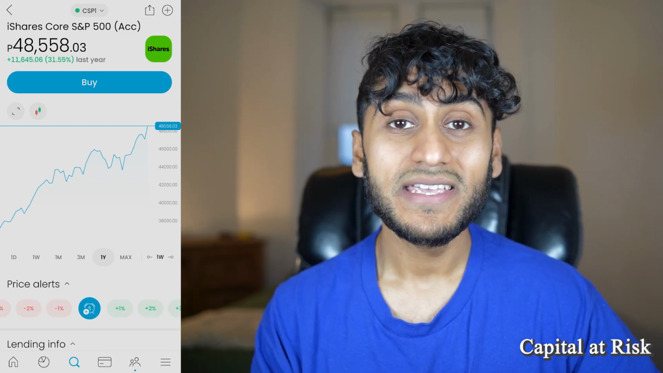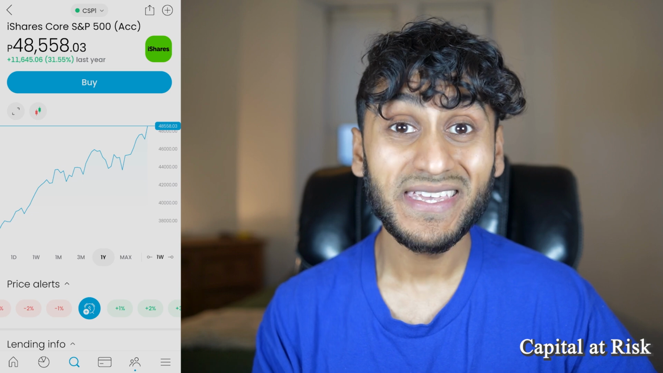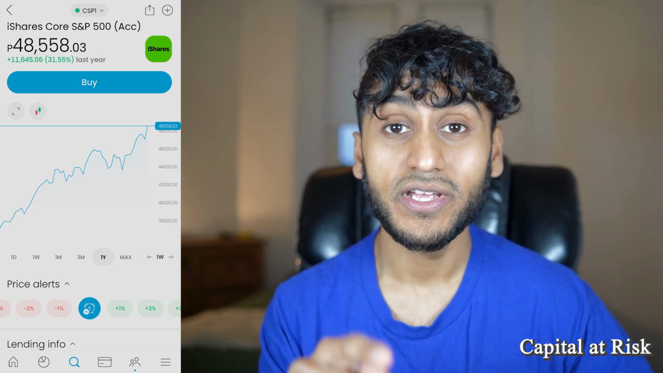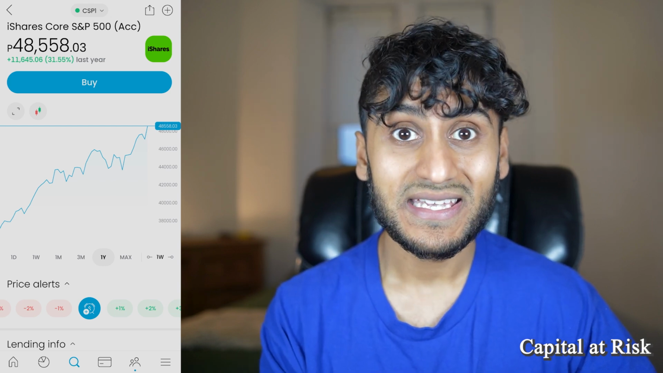So this is the Vanguard S&P 500 accumulating version, VUAG, and over the past year, it has returned investors 31.7%. Of course, it's higher than the VUSA because the dividends are automatically reinvested back into the fund. Now here is the iShares equivalent of the VUAG, which is the CSP1, the iShares Core S&P 500 accumulating version. So as you can see, this is in pence.